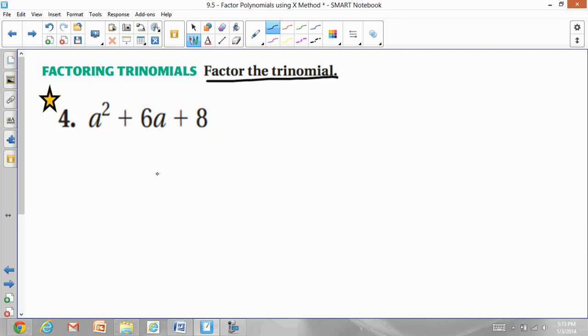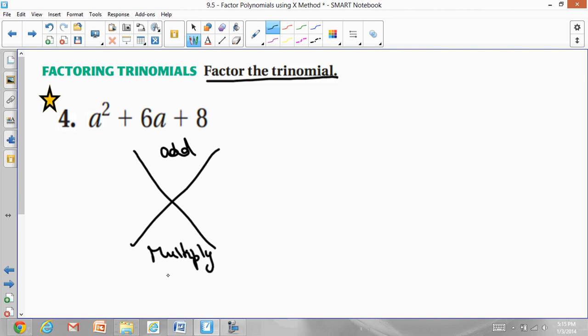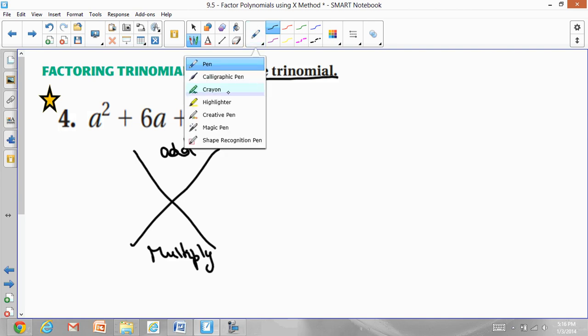The second thing you're going to look at is the middle one. So you have the 6 and the a. So I'm going to use the X method. The X method goes like this. In the X, the top one is the add, the bottom one is the multiply. Once you get used to it, you will be able to use it multiple times and be fluent. So the top one is the add, the bottom one is the multiply. I'm going to highlight and show you which ones I'm going to put where.